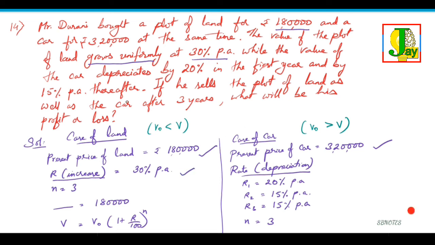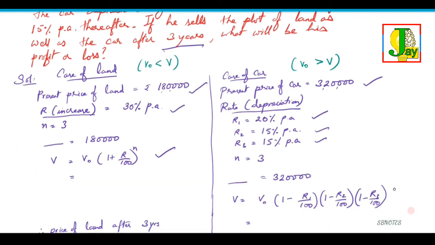While the value of the car depreciates by 20% in the first year and by 15% per annum thereafter. So we have 3 years, right? Time is given as 3 years. For the first year, the rate of depreciation in case of the car is 20% per annum, and then for the successive 2 years we have 15%. So the land is a growth problem, so we use the growth formula, and the car is a depreciation problem, so we have the depreciation formula.